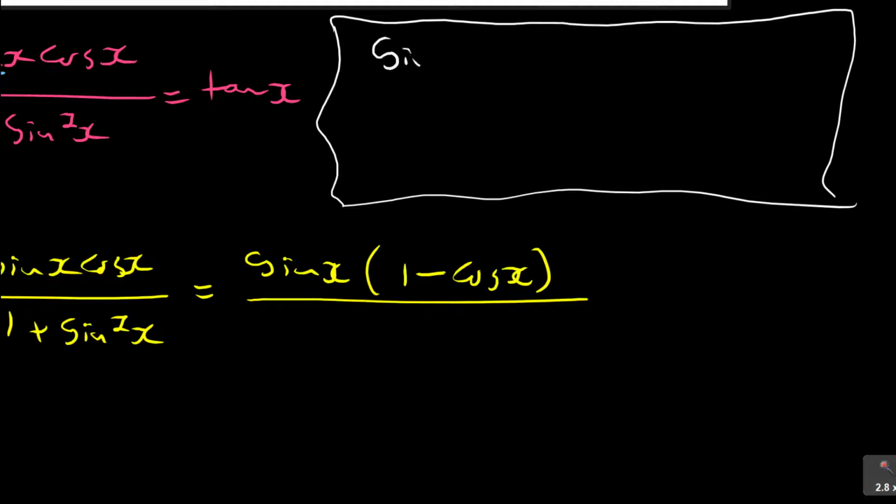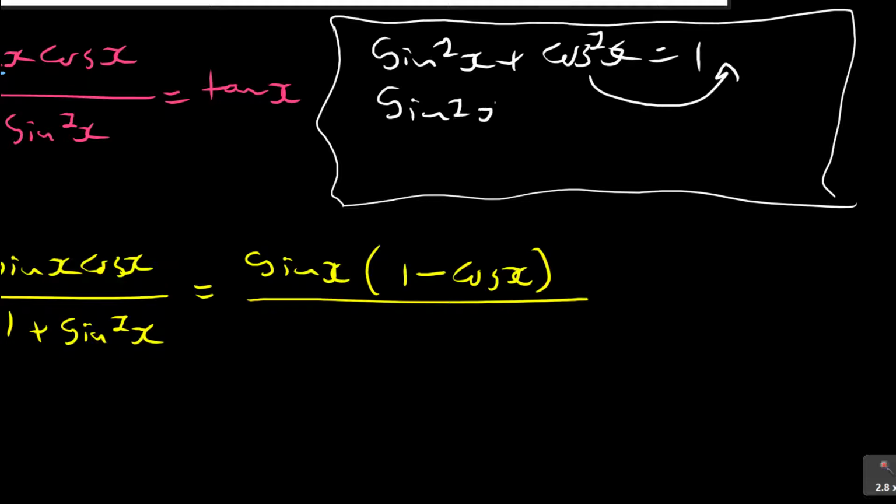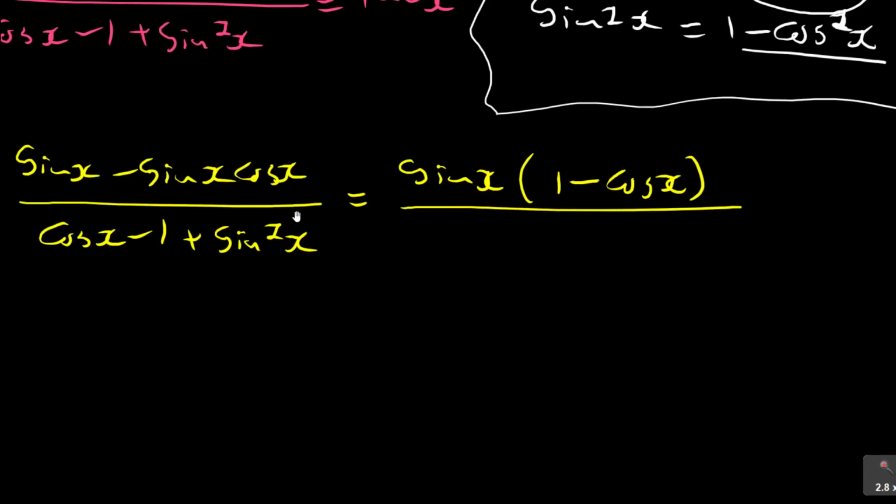Remember, sine squared x plus cos squared x is equal to 1. Remember that. So we can make sine squared the subject: sine squared x is equal to 1 minus cos squared x. Where there is sine squared x, we can literally say it's 1 minus cos squared x. You see that?